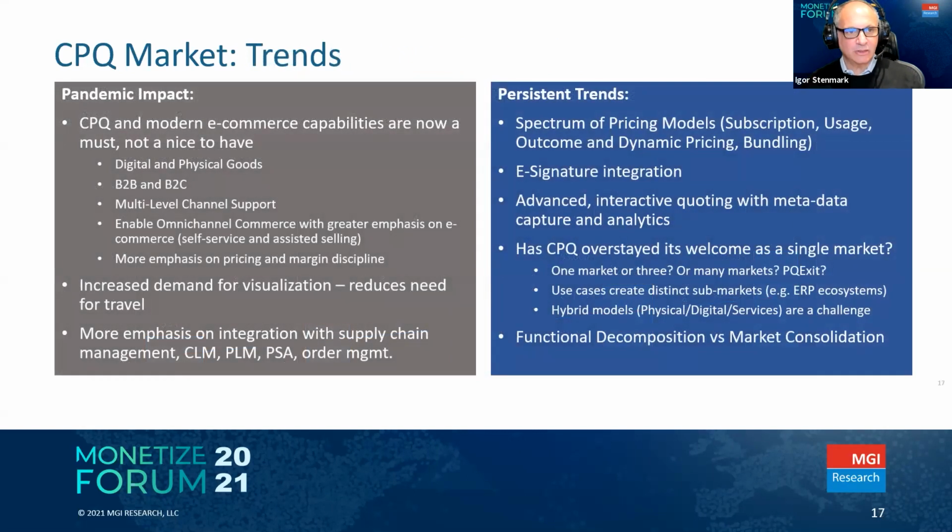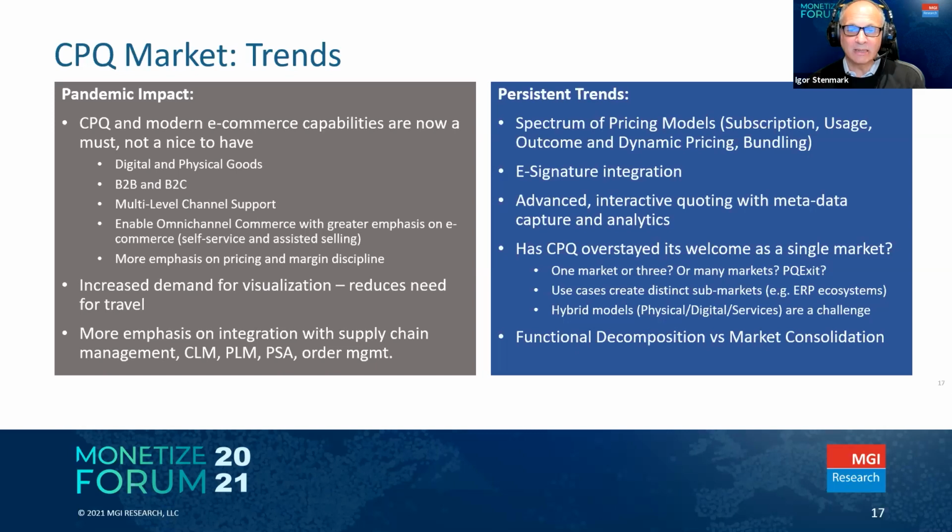Some of the trends that you should be aware of: there are some things that were driven during the pandemic times, like the fact that CPQ and modern e-commerce is no longer a nice to have. This is an absolute must, regardless of what your business model is. There's been increased demand for visualization because people can't travel. That's a very significant factor. And there's more emphasis on integration. Amongst the things that are persistent, there's a constant evolution of being able to support different pricing models, integrate e-signature, and do very advanced interactive quoting with collection of metadata.